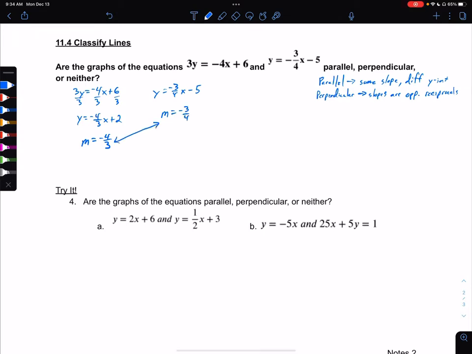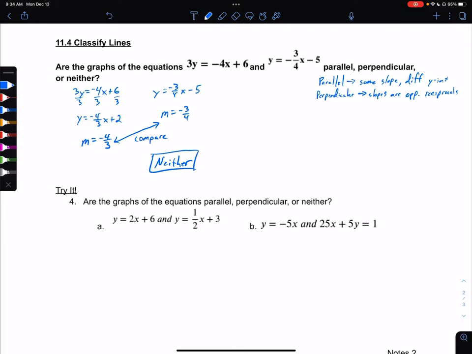So we want to compare these. Are they the same slope? Well, no, they're not. One's negative 4/3, one's negative 3/4, so they're not parallel. Are they perpendicular then? Well, perpendicular slopes are opposite reciprocals. These are reciprocals of one another, 4/3 and 3/4, the numerator and denominator are flipped. However, they're not opposite reciprocals, they're both negative. So they're not parallel, they're not perpendicular, so this falls under the category of neither.